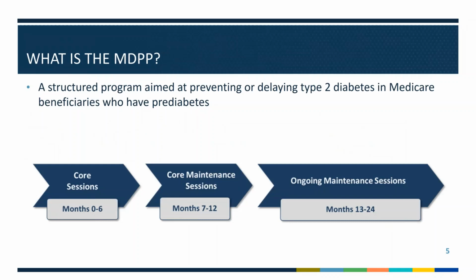The MDPP is a structured program aimed at preventing or delaying type 2 diabetes in Medicare beneficiaries with prediabetes. The MDPP is an expansion of the national DPP, and it includes an evidence-based set of services. The program includes 16 core sessions delivered over 6 months in a group-based classroom-style setting. It uses a CDC-approved curriculum and provides practical training in dietary change, increased physical activity, and weight control strategies. The primary goal of the program is for participants to attain at least 5% weight loss.